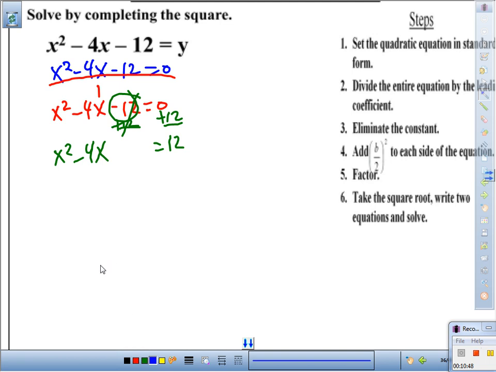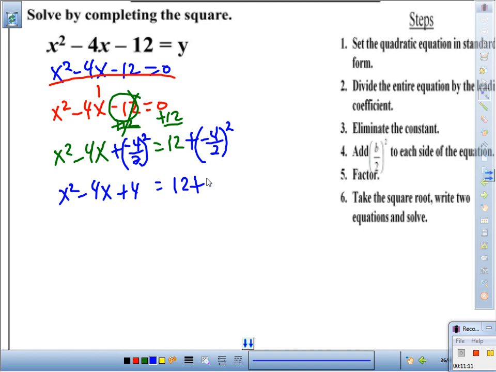Step 4, we need to add b over 2 squared. So what is b? Negative 4. So that means add negative 4 over 2 squared. Simplify. X squared minus 4x plus 4 equals 12 plus 4. How did I get 4? Negative 4 divided by 2 is negative 2. What is negative 2 times negative 2? 4, because that's squared. Can I simplify this side a little bit more? Yes, that's 16. Bring everything else down. X squared minus 4x plus 4.